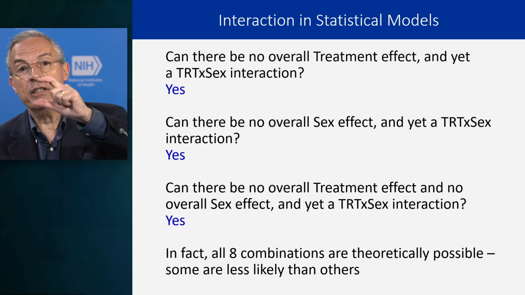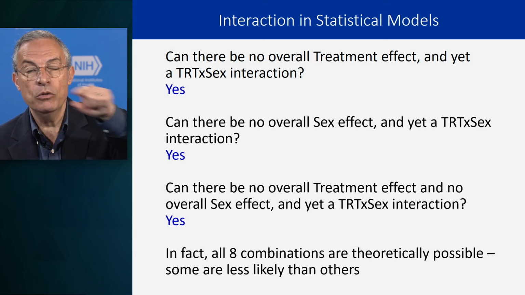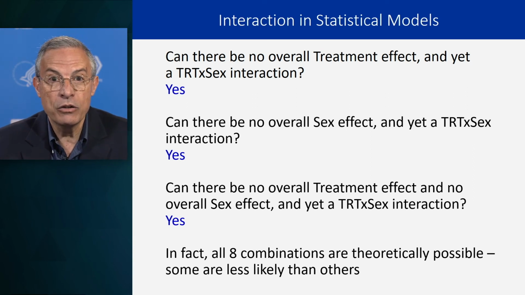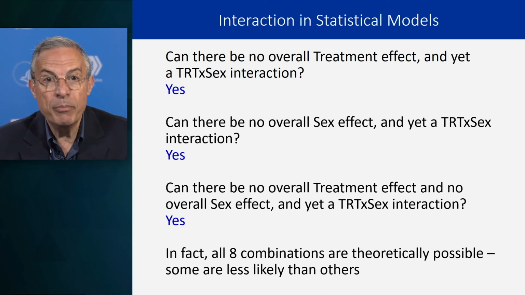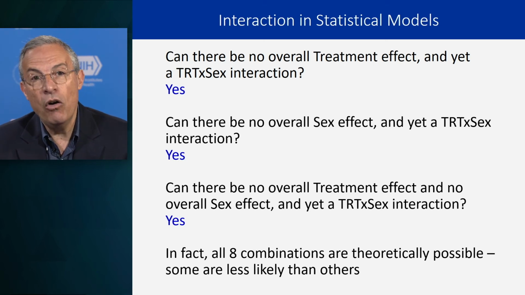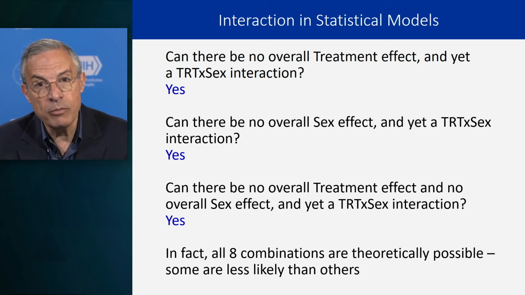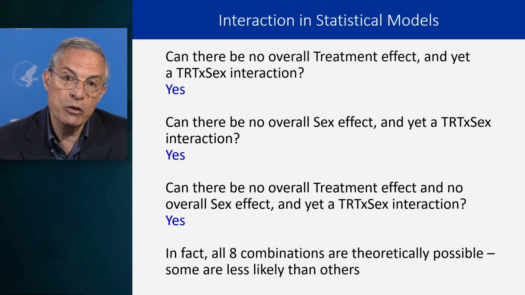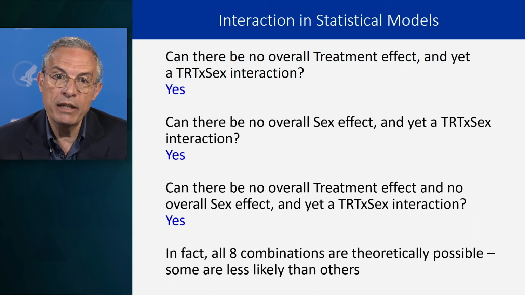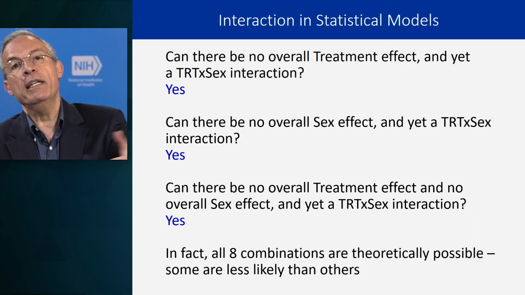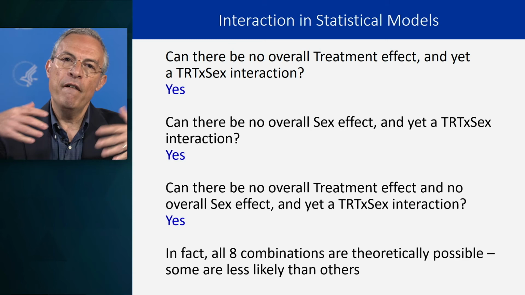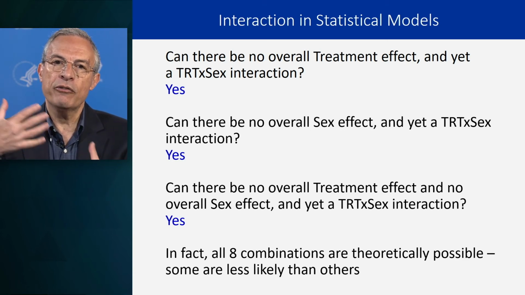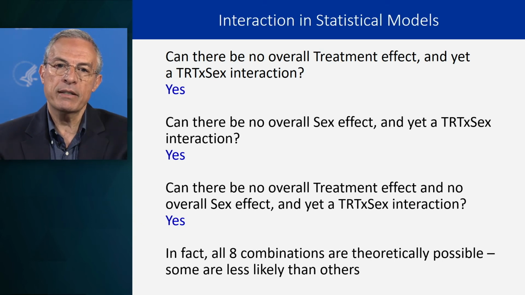Sex effect being significant or not, yes, no. So 2 by 2, and a treatment by sex interaction being significant or not, another 2. So 2 by 2 by 2. You have 8 possible combinations, and all 8 are theoretically possible, although some are less likely than others. And I'm going to show you an illustration of each one of those 8 combinations. And hopefully that's going to help you see visually what interaction means and how it is different from treatment effect and sex effect. So let's start.